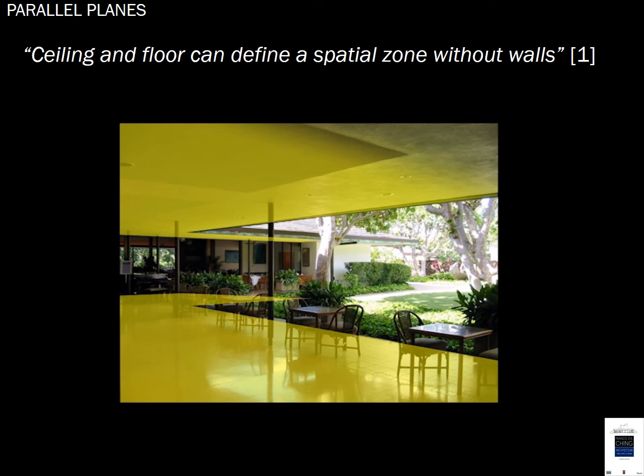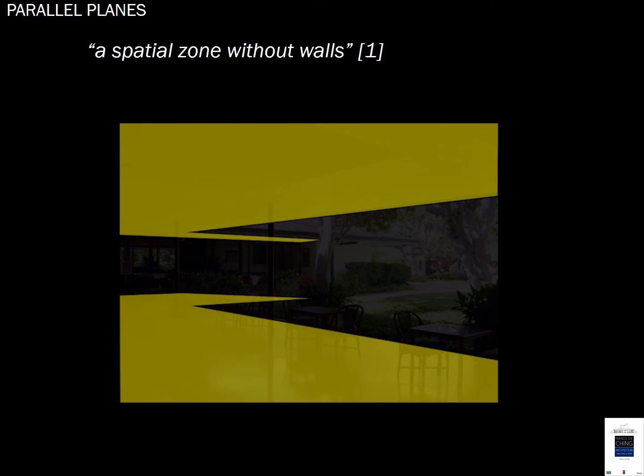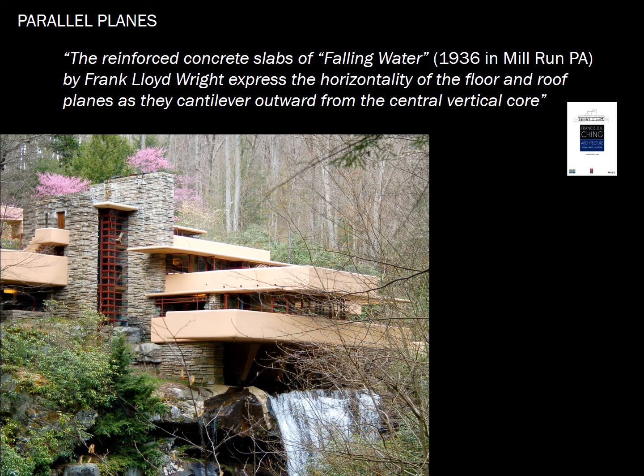Now the parallel planes, floor and ceiling, certainly something you see Frank Lloyd Wright doing with the cruciform and the prairie style. So we see that these two parallel planes form a spatial zone between them, and this is noted in Frank Lloyd Wright's Fallingwater in our book by Francis Ching. The reinforced concrete slabs of Fallingwater express the horizontality of the floor and roof planes as they cantilever outward from the central vertical core.